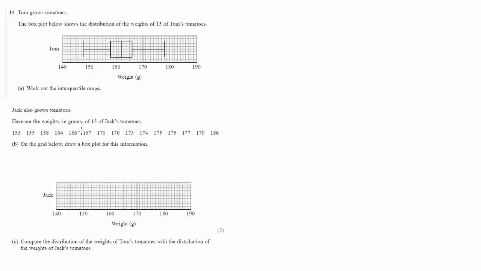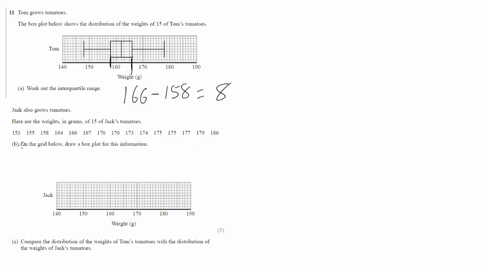Work out the interquartile range. Now the interquartile range is this value, the upper quartile, minus that value, the lower quartile. So that comes out to be 166 by the look of it, minus 158, and so our interquartile range here comes out to be 8, and that's just 1 mark.